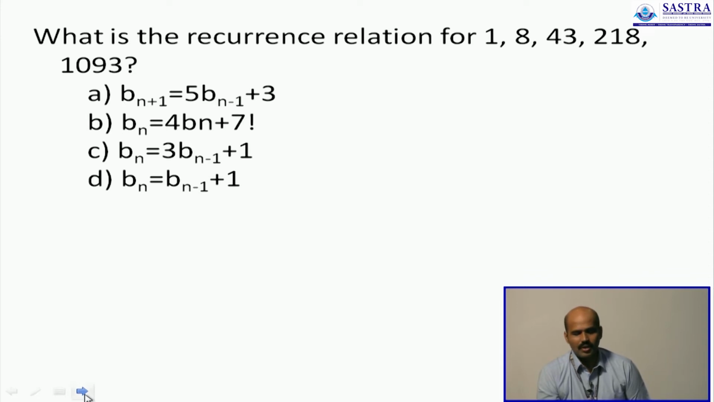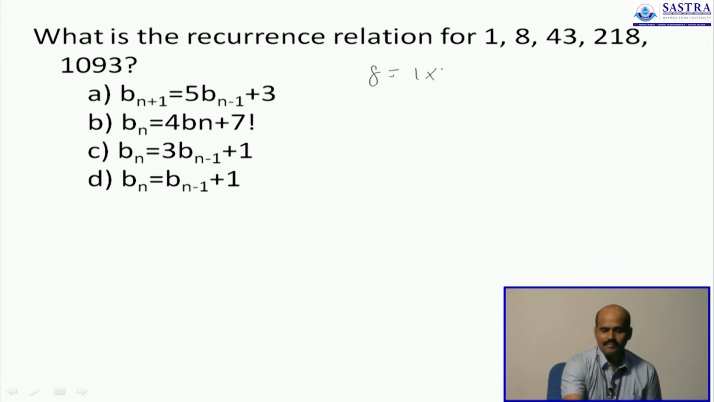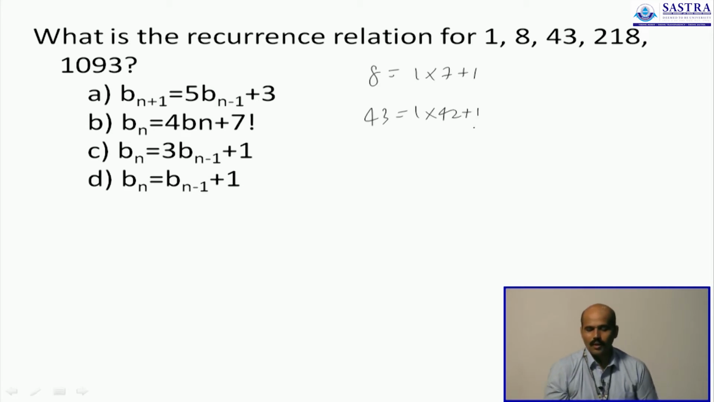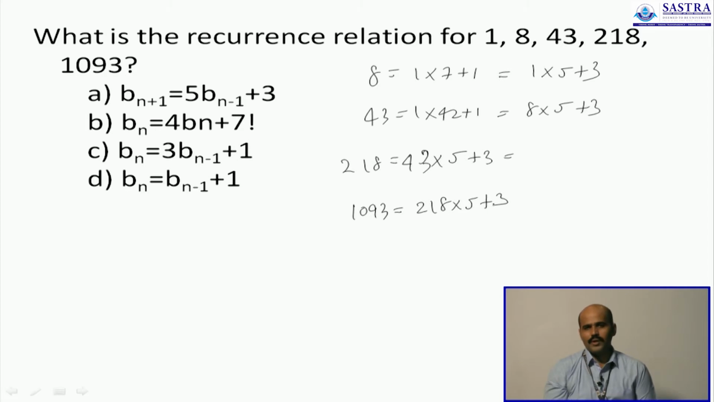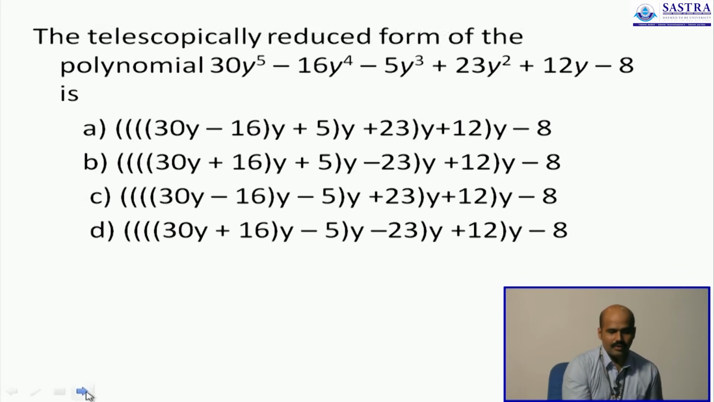And this other recurrence relation, once again this time we are doing as 8 times. 8 is 1 times 7 plus 1, 43 is 1 times 42 plus 1, there is no connection. Or you can also write this as 1 times 5 plus 3, this is 8 times 5 plus 3, 218 is 43 times 5 plus 3. 43 and 5 give you 215, and 5 plus 3 is 218, and 1093 is 218 times 5 plus 3. 218 times 5 will be 1090, 3 added to that is 1093. So option A is in fact right.